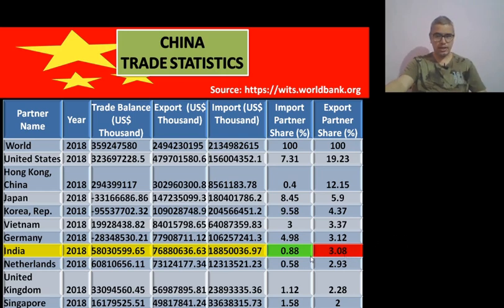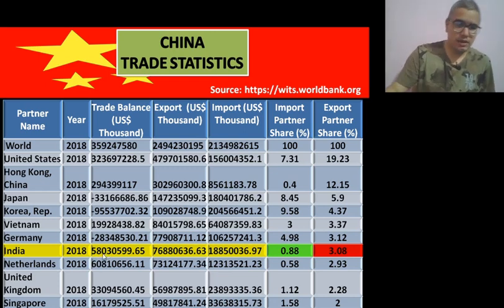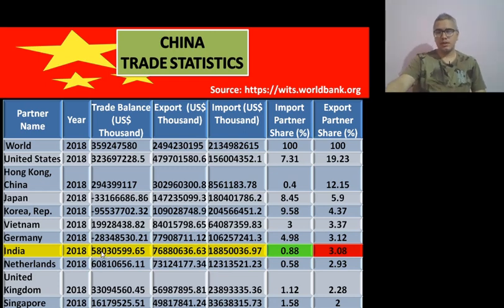On the other hand, China imports almost 0.88% of its goods from India. Whatever goods they import from other countries, if all countries combined together are 100%, then the goods imported from India are 0.88%. Obviously, we see that there is a huge trade surplus for China coming out of India.